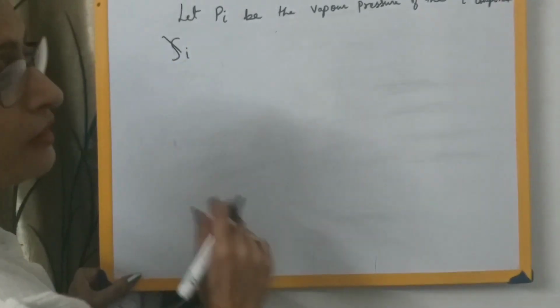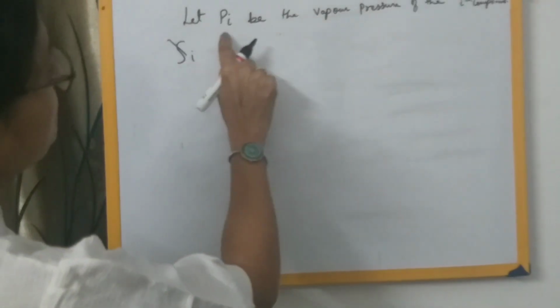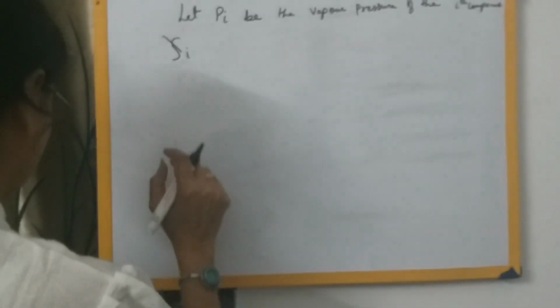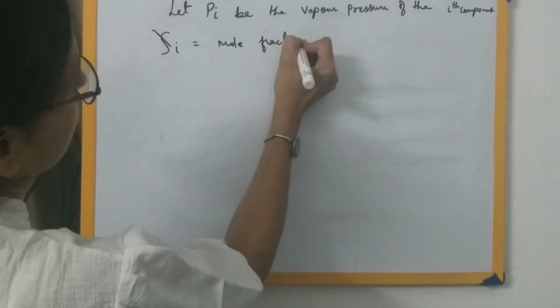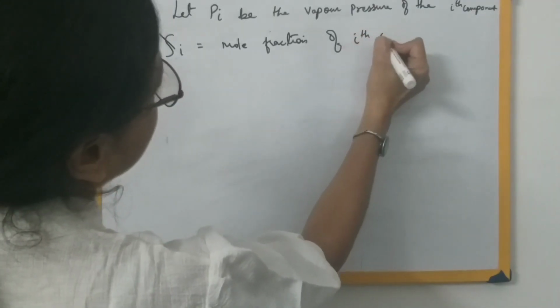So here in this case, let Pi be the vapor pressure of the ith component and chi i, for the mole fraction we have been using the sign chi, the mole fraction of the ith component.